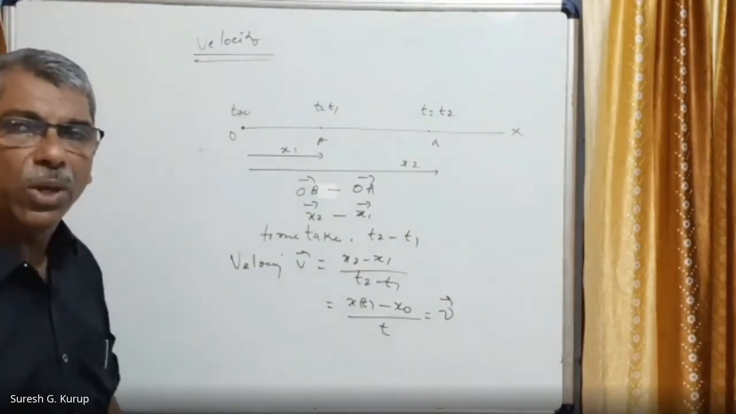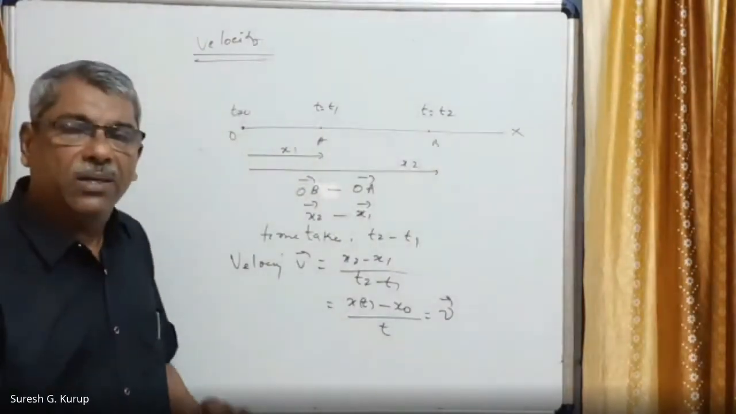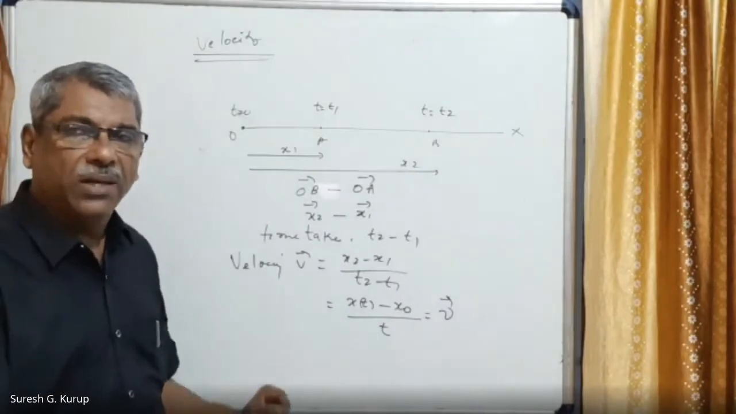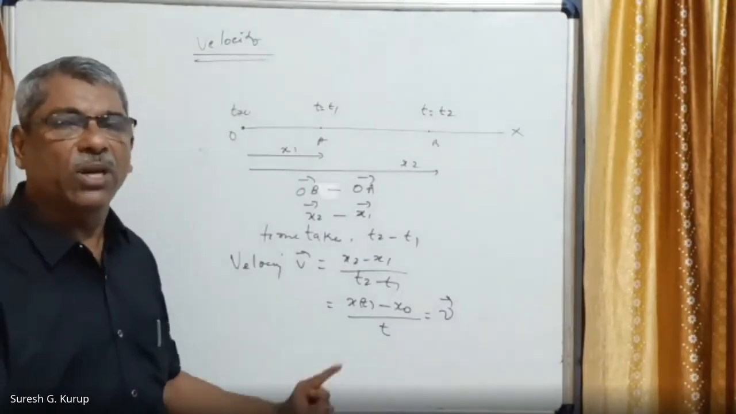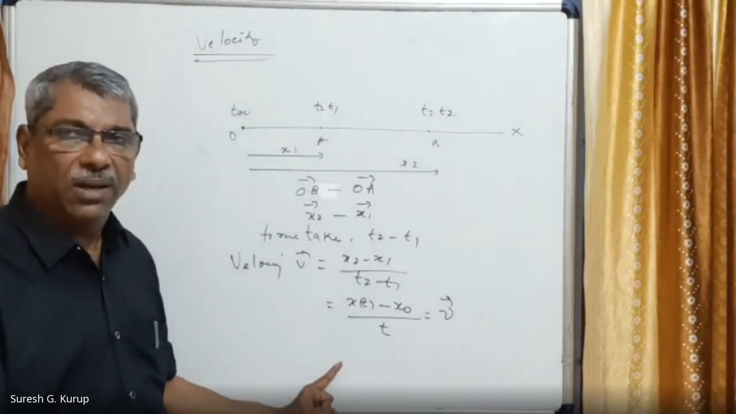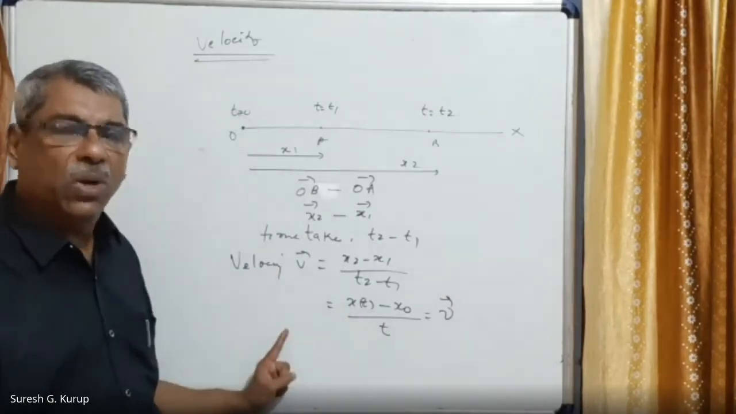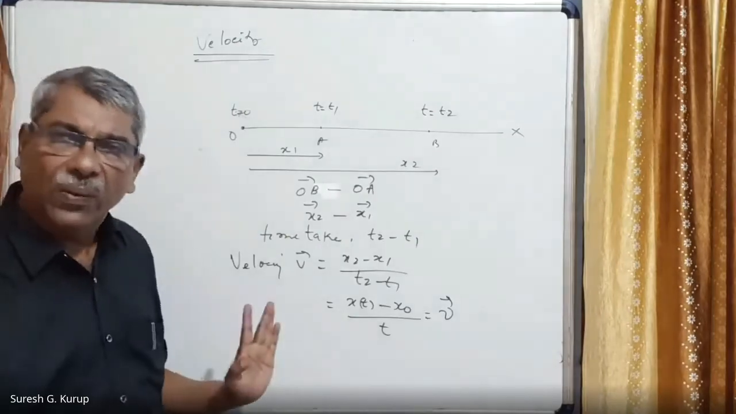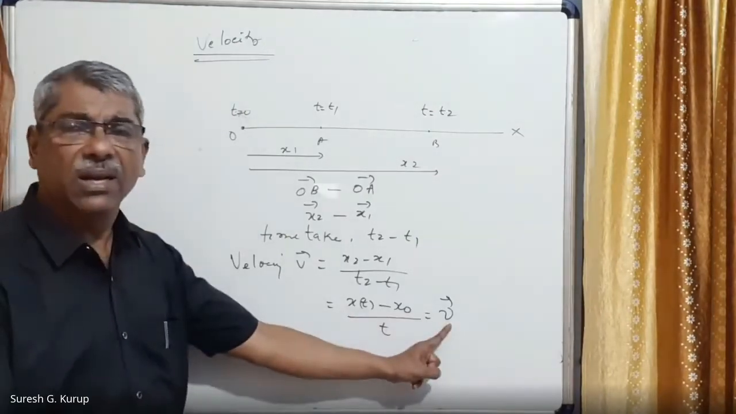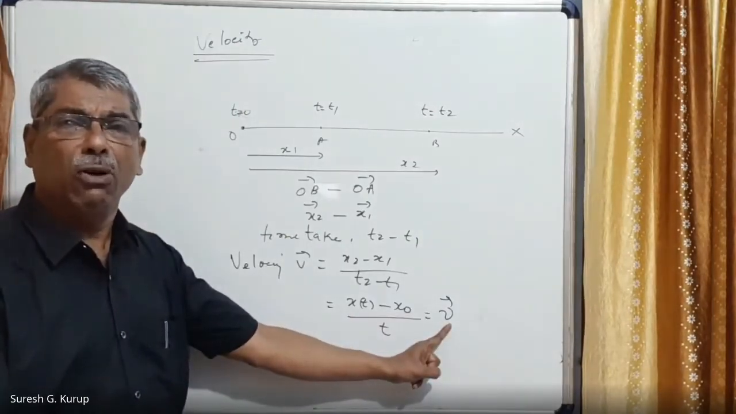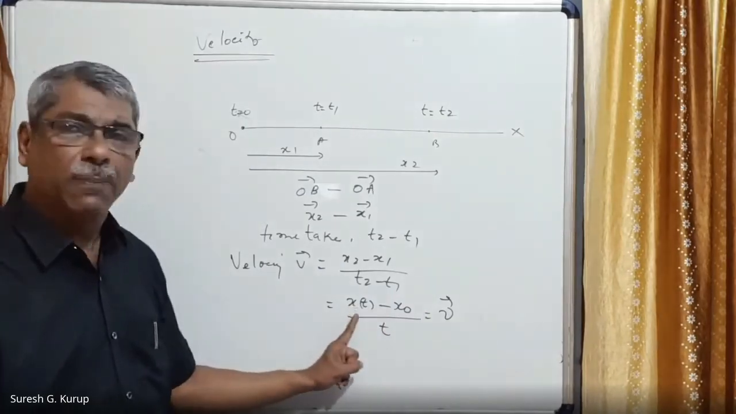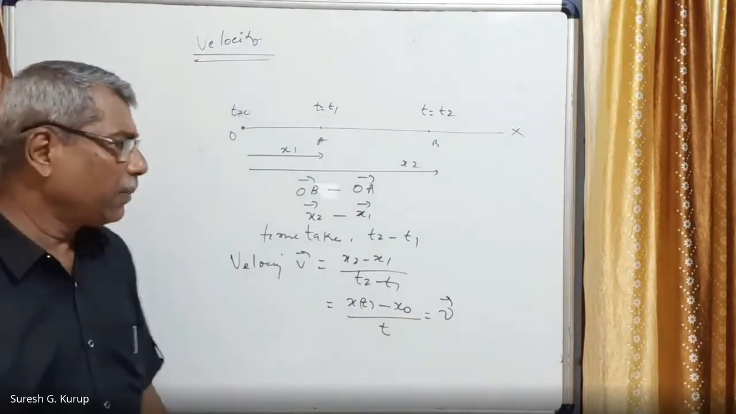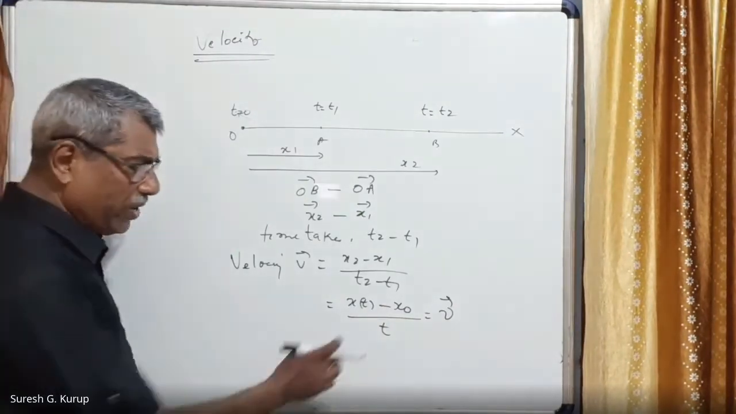This is for uniform motion I am talking about. A body is executing uniform motion. At t is equal to 0, its position is equal to x0. At t is equal to t, its position is equal to xt. Right? And the difference in time is t minus 0, which is equal to t only. Then the velocity of the body moving with uniform velocity is given by final position minus initial position divided by the total time taken. So this is also a very important relation.